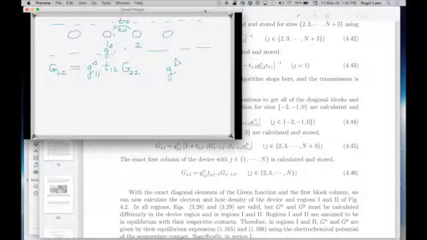I mean, if you're modeling a nanowire, each one of these can be a huge block to store away. You don't want to have to store away both. So if you can figure out how to do this just using one of them, you're far better off.